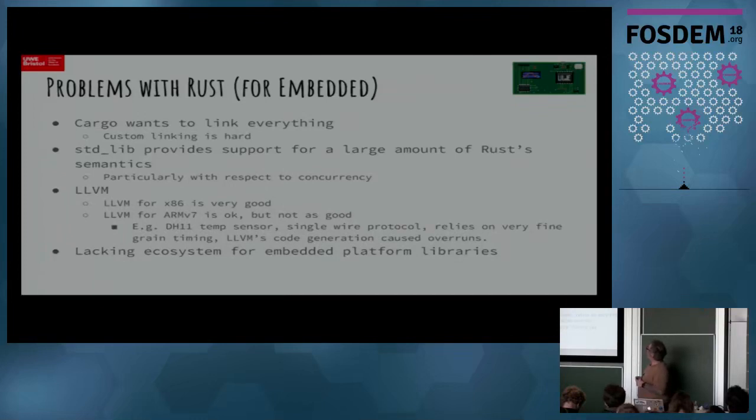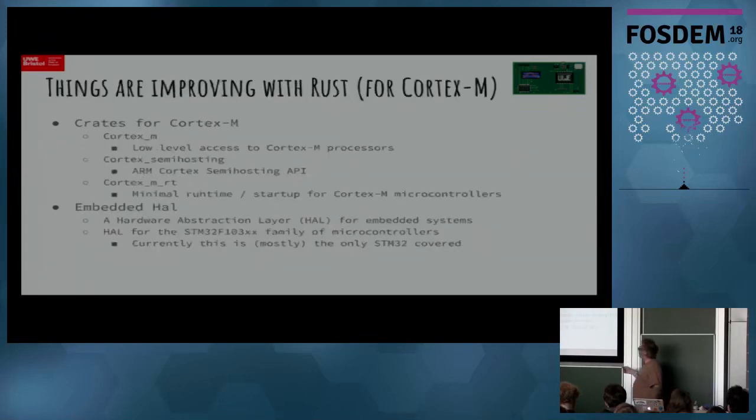And there are a few constraints. It's a bit of a problem using it with embedded at the moment. It's LLVM based, and LLVM's great for its x86 target. Some of the other targets are still not as optimized as they could be, and we found some examples. So, for example, we had this single wire protocol with these cheap temperature sensors, many of you have heard of the DHT11, and it's just based on microsecond timing, and we found that LLVM was producing code that made us miss it, so it was very problematic. It took me a long time to debug that. Anyway, there's lots of stuff that can be improved with Rust for embedded, but it is happening.